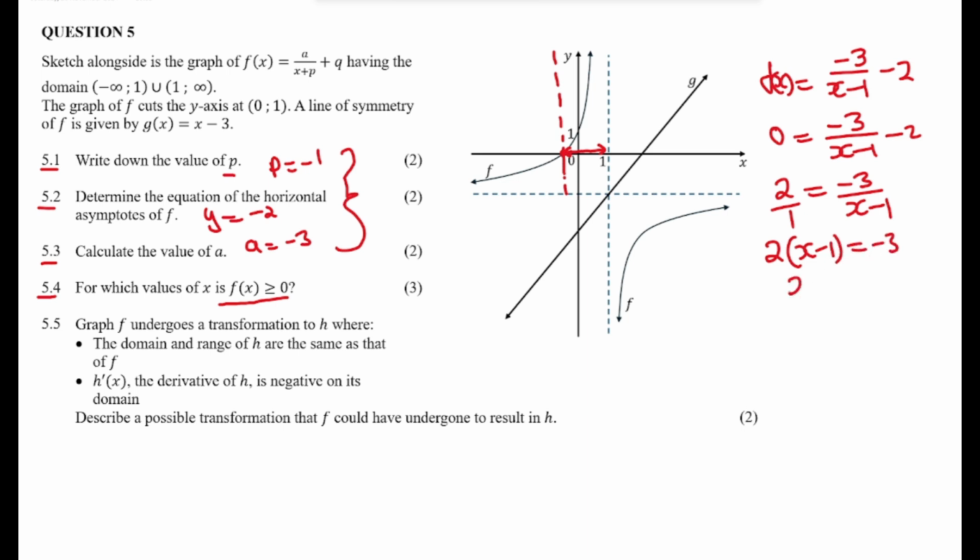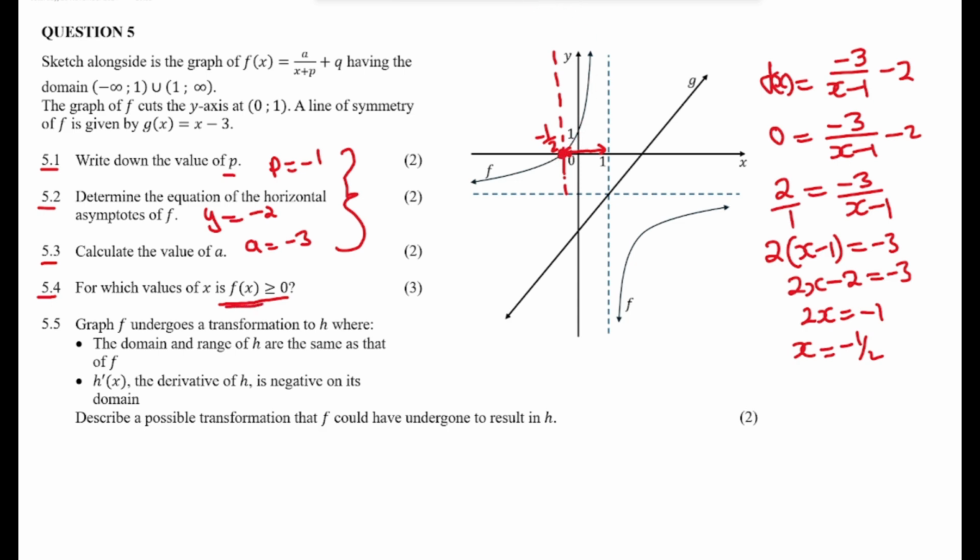Then distribute 2 there: 2x minus 2 is equal to -3, meaning that 2x is equal to -1. All right, divide by 2 on both sides of the equation. x is equal to -1 over 2. So here we have -1 over 2. The coordinates of this point will be -1 over 2, 0. So it means between -1 over 2 and 1, this graph is above the x-axis, and at -1 over 2, it is equal to 0.